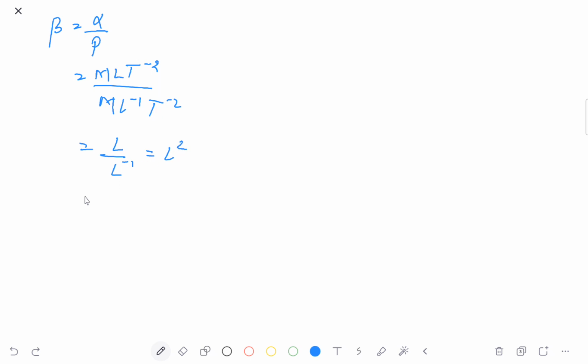Again, let's write beta is equal to alpha over P, and alpha is M L T minus 2, and pressure is M L minus 1 T minus 2. We have L upon L minus 1, that is L raised to 2. It means the dimension of beta will be M0 L squared T0. Okay, so calculate and solve this question.